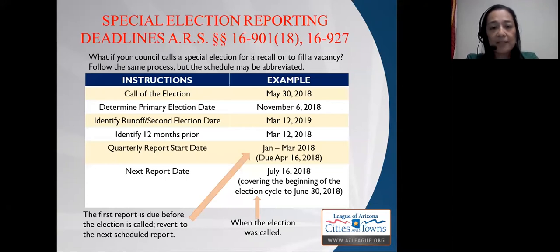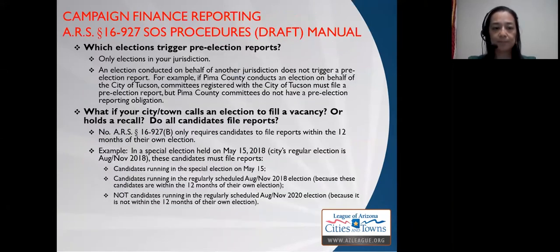So 12 months before that is March 12th of this year. And then that was in that January through March quarter. And so the first report technically would have been due April 16th, but of course, you can't really have a report due if you haven't called the election yet. So what will happen is they'll follow the next report date. And so that'll be July 16th of 2018. And so that's when the first report will be due, and it'll essentially just cover the beginning of the election cycle, which in this case would be when the election was called, to June 30th, 2018. So that's just an example if you have a special election.